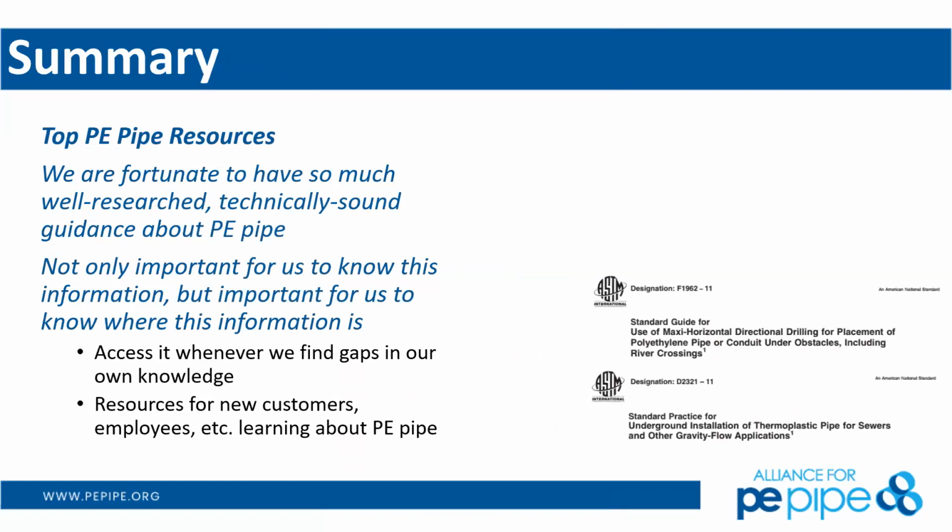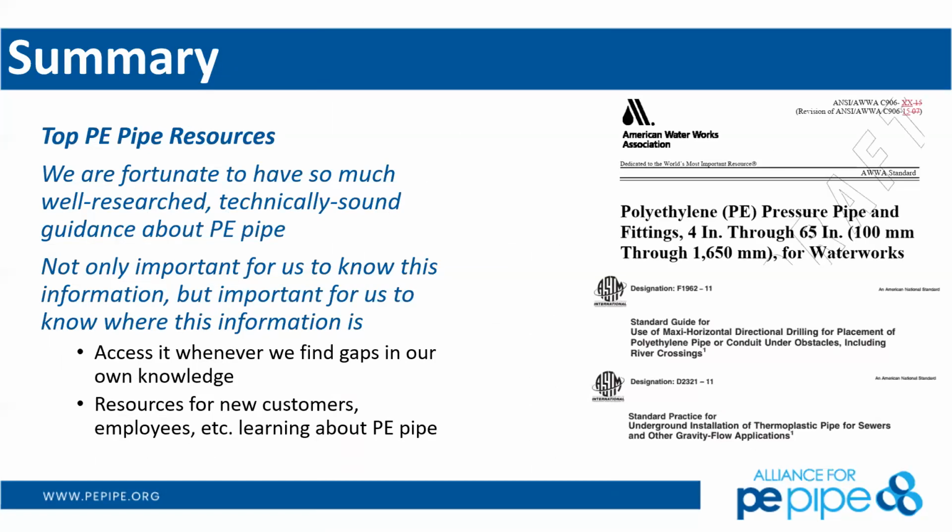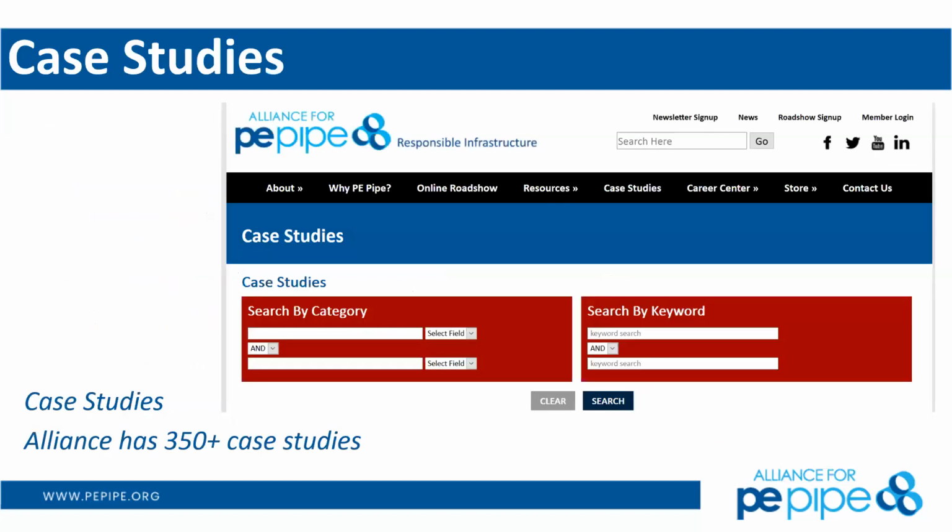So in summary, there's lots of good resources for you. We've attempted to show quite a bit of those resources as we move forward, but now we want to really pivot and show what does this look like in the field? What does it look like with case studies? How are we going to work through calculators and tools? And we have a good list here of case studies, as we said, on the pepipe.org website for you.